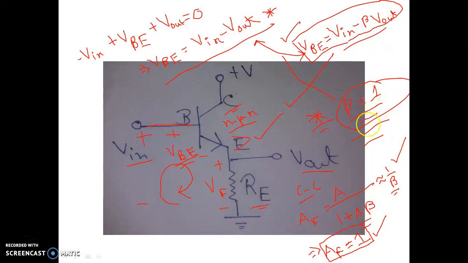So basically what we are getting, these two results: number 1 is the feedback gain is 1, and number 2 is the overall gain becomes 1 due to application of the negative feedback. Okay, this is a very important concept for negative feedback related to the common collector amplifier.